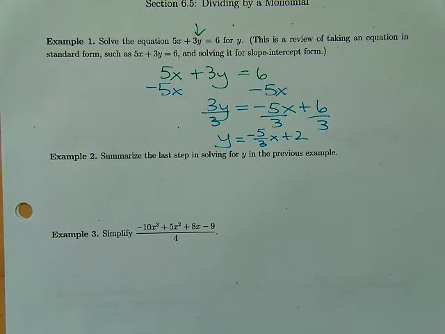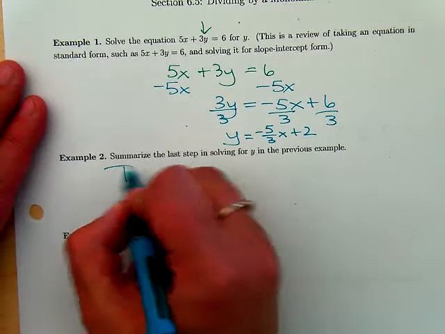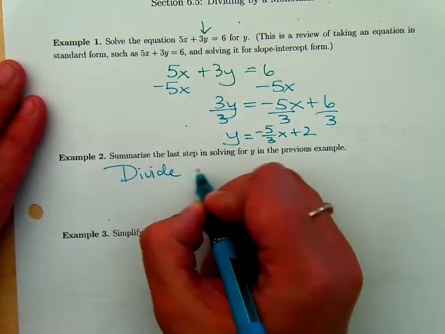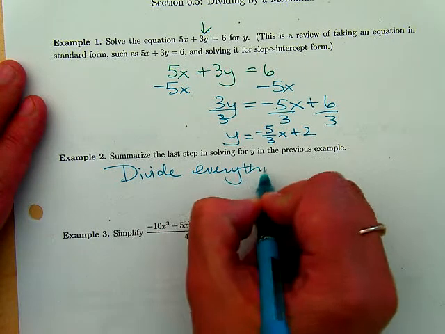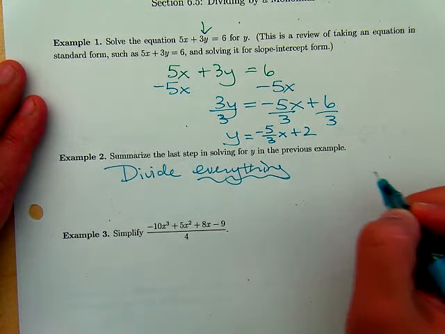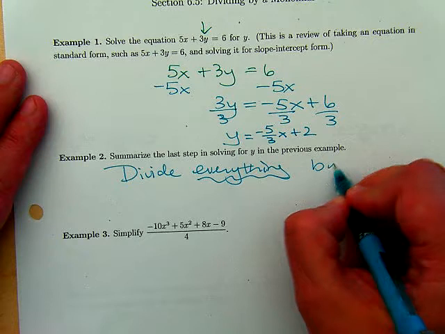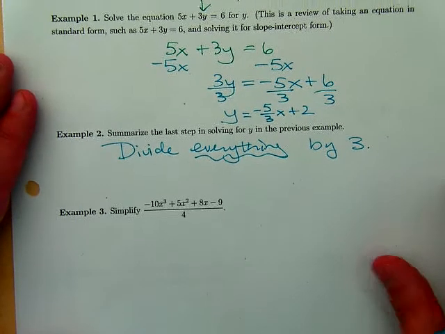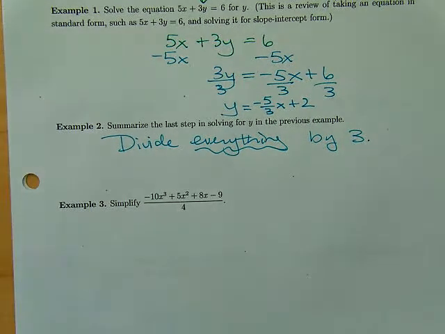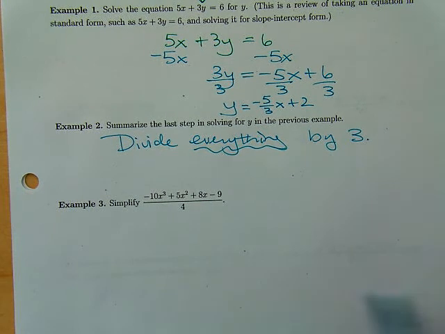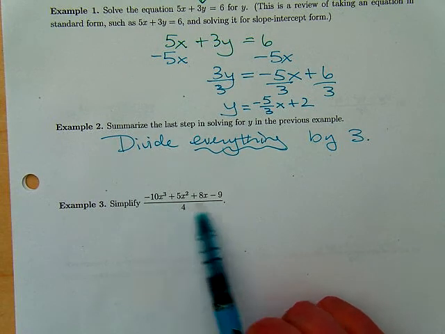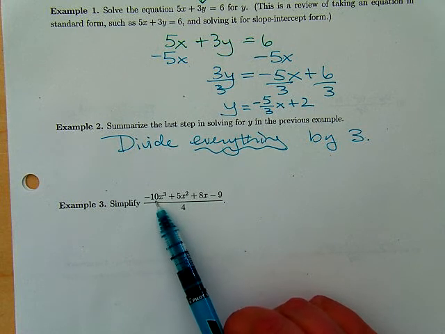Summarize the last step involved in solving for y in the previous example. I heard you say, divide everything, emphasis on the everything, by 3. Well, that's basically the same exact thing that we're doing in this example. We're taking a polynomial. How many terms does this polynomial have?